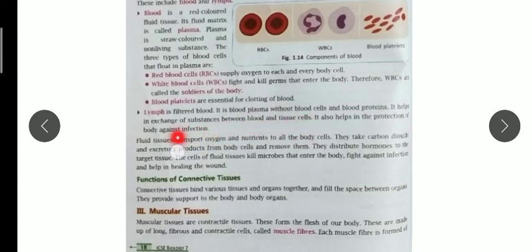What is the function of lymph? It helps in the exchange between the blood and tissue cells. It also contains WBC, so it also helps in the protection of the body against infection. Remember, lymph has white blood cells, not red blood cells. Fluid tissue transports oxygen and nutrients to all the body cells. They take carbon dioxide and other excretory products from the body cells and remove them. They also transport hormones to the target tissue.